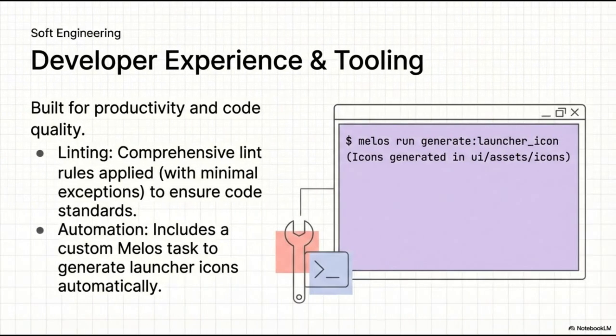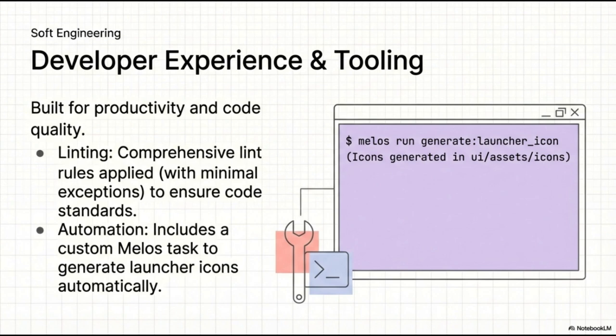Focusing on software engineering, our commitment to developer experience and tooling is built around two main goals: productivity and code quality. To maintain high standards, we implement comprehensive linting rules with minimal exceptions, ensuring that our codebase remains consistent and readable. We also prioritize automation to streamline our workflows.